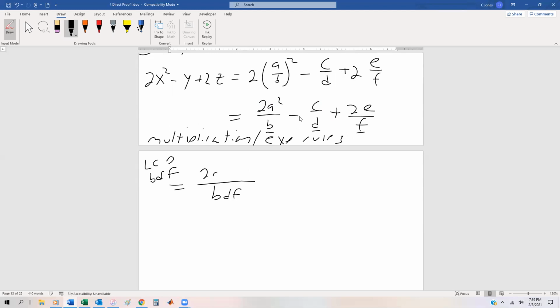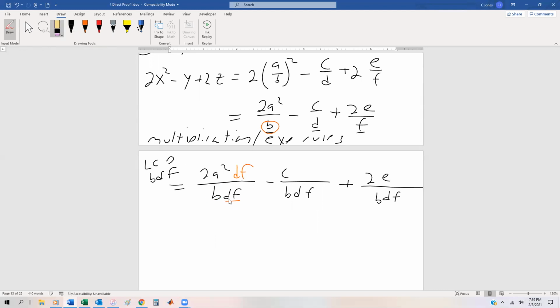And we still have 2a squared up top. And we still have c up top. And we still have 2e up top. Okay? And what we have to do is find out what we're missing, and we have to multiply that in the numerator. So look at this first fraction. We have a b and we have a b, but we're missing df. So that means in the numerator, we have to multiply that by df to compensate.